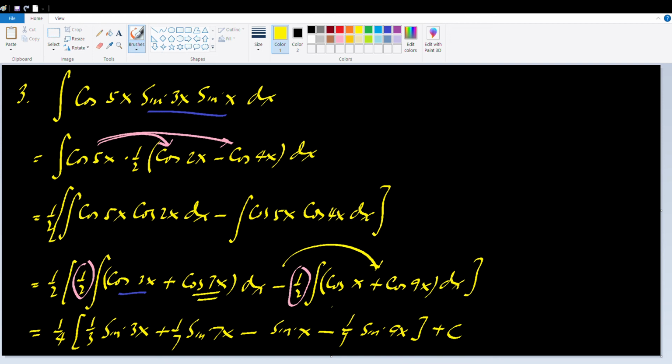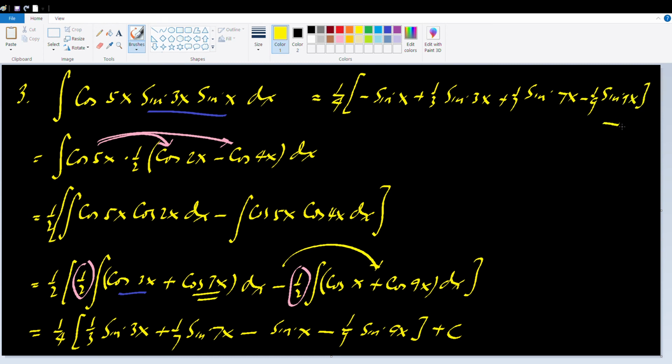Okay, so let me write the final answer. 1/4 quantity. Let me rearrange this. Let me begin with negative sine x and then 1/3 of sine 3x plus 1 over 7 sine 7x, and finally negative 1 over 9 sine 9x plus c.